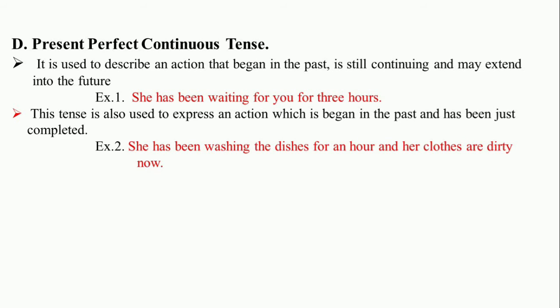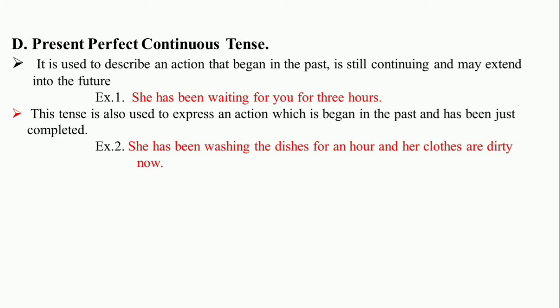Present perfect continuous tense is used to describe an action that began in the past, is still continuing and may extend into the future, as you see in example number 1. She has been waiting for you for 3 hours. Here, the action of waiting began in the past and is still continuing.